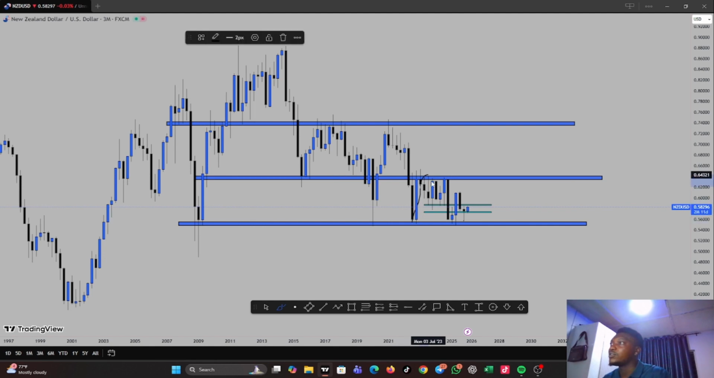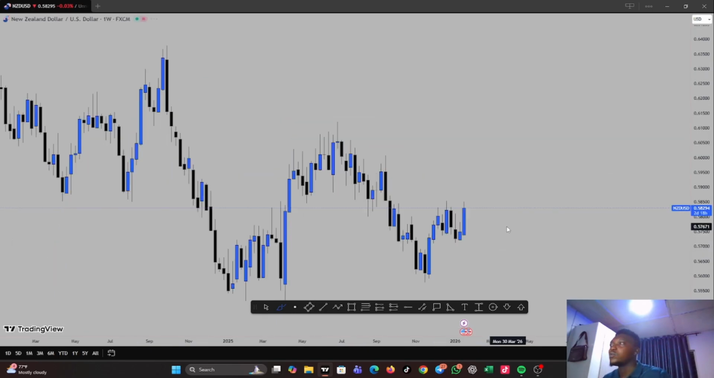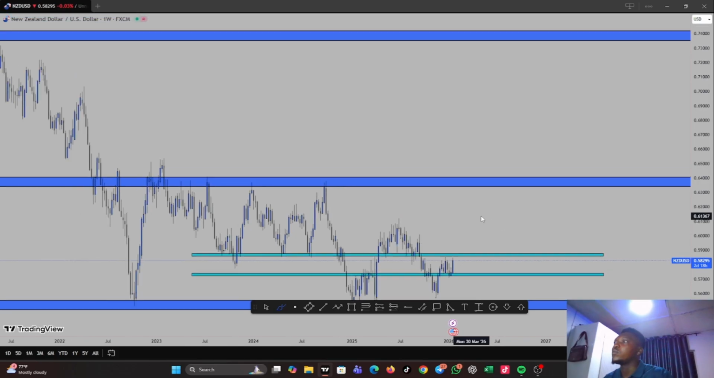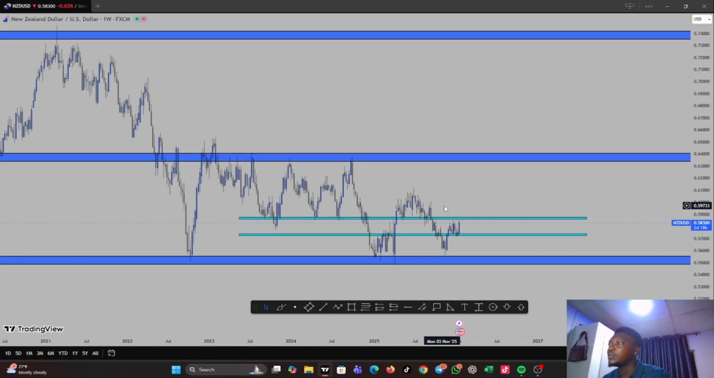So we are trading also within this support and resistance. So it looks like price also wants to rise to the top. Now, to see things more clearly, let's go straight to the 1 week chart. Now on the 1 week chart, I have two minor levels, a support and a resistance.